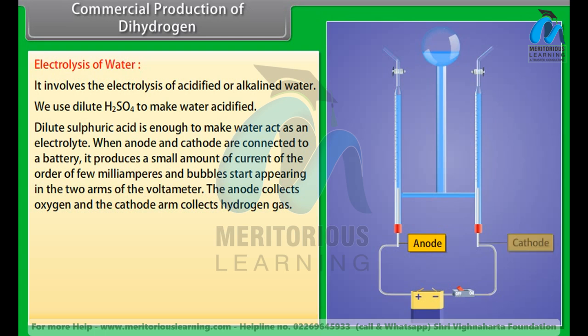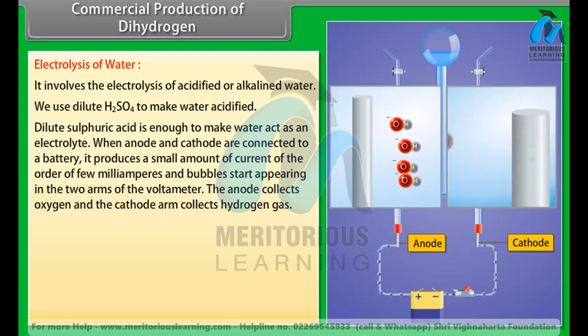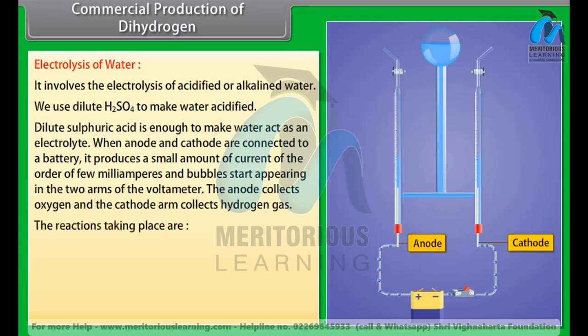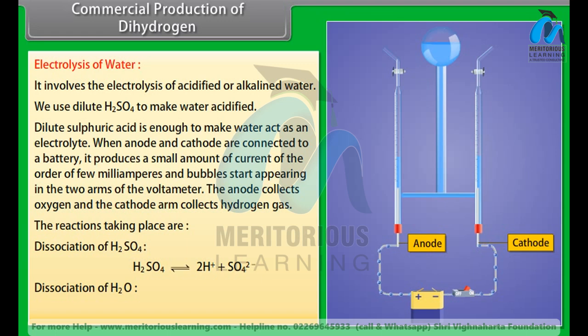When anode and cathode are connected to a battery, it produces a small amount of current of the order of few milliamperes and bubbles start appearing in the two arms of the voltameter. The anode collects oxygen and the cathode arm collects hydrogen gas. The reactions taking place are dissociation of H2SO4. H2SO4 gives 2H+ plus SO4 2-.